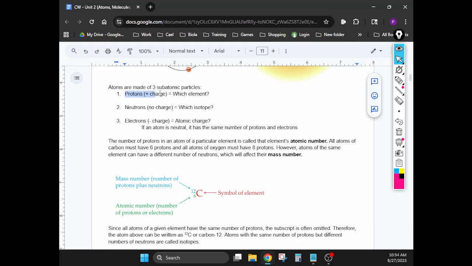The first are called protons. They have a positive charge, and the number of protons tells you which element that atom is. All right, so on your way in, you should have picked up a periodic table, and if you take a look at the boxes on the periodic table, you can figure out the number of protons each element has by looking at the number on the top of the box.